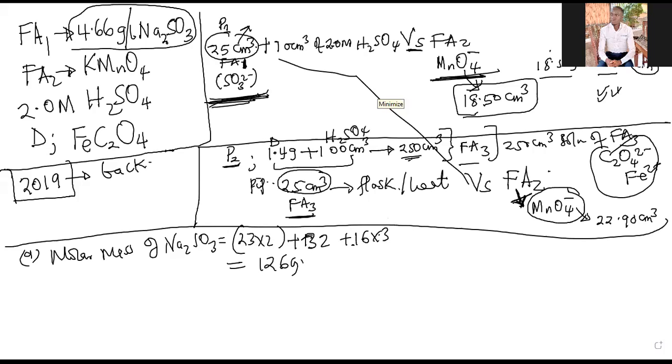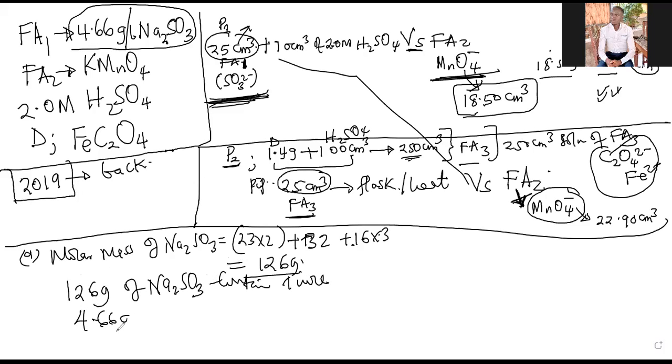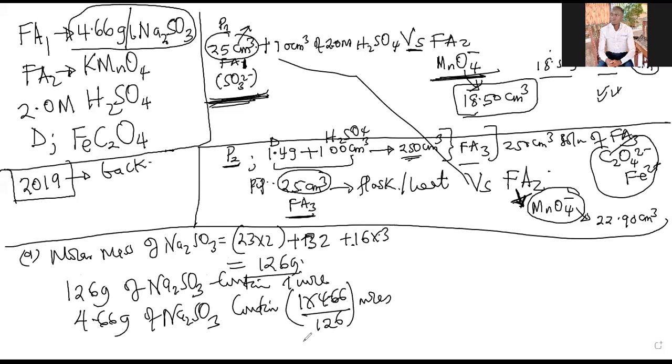After getting the molar mass of the sulfite, then get the moles. With mass, you can get moles. When you say molar mass, this is the mass of 1 mole. So 126 grams of sodium sulfite contain 1 mole. What about 4.66 grams? 4.66 grams of sodium sulfite contain 1 times 4.66 out of 126 moles. How many moles do you get when you divide 4.66 by 126?